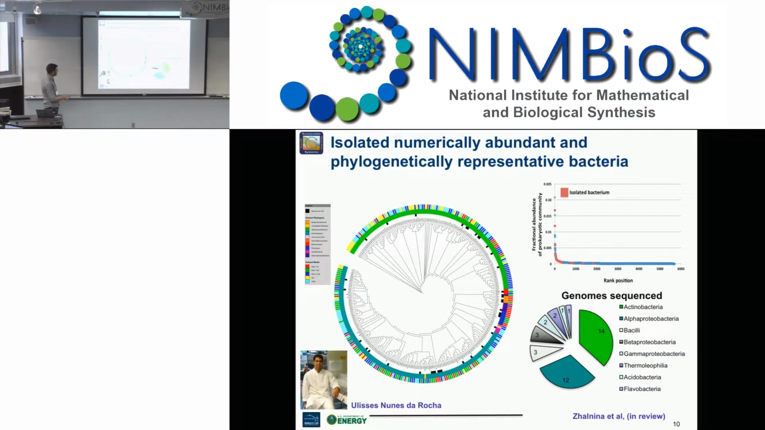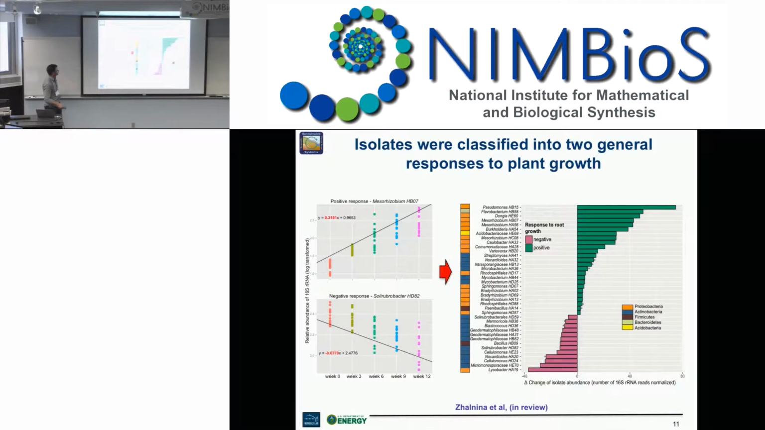So Ulysses, when he was in our group, isolated a whole load of bacteria, and we confirmed that they were numerically relevant and similar to bacteria that we had identified based on 16S libraries. So they're relevant OTUs at least. We sequenced 39 of those genomes. And then we were able to map those organisms onto OTUs that responded positively or negatively.